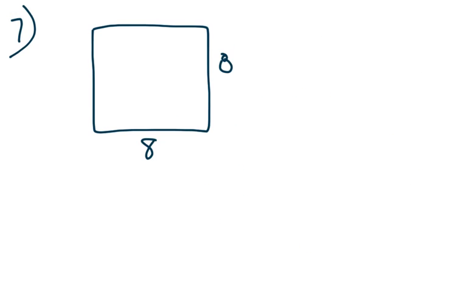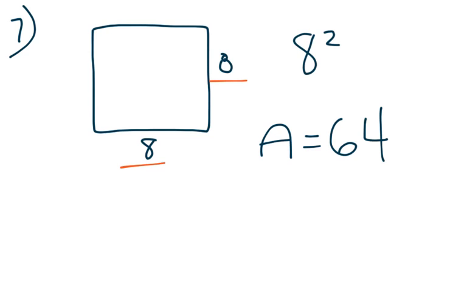Okay, number 7. What is the area of a square which measures 8 inches on each side? So in order to find the area of a square, you just multiply the base times the height, or just the side squared because it's a square and the sides are the same. So what we're going to do is say 8 squared, and that is 64. So our area is 64.